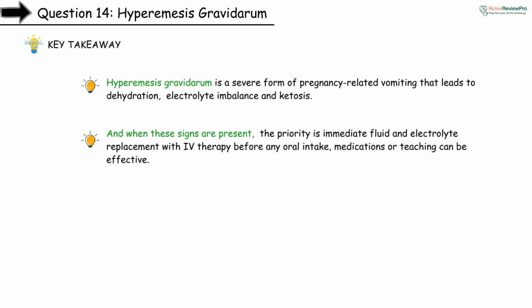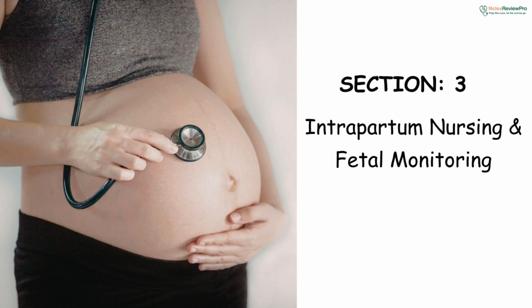And that brings us to the end of Section 2, High-Risk Pregnancy and Antepartum Complications. Now we move into the next phase where things become even more dynamic. Let's move into Section 3, Intrapartum Nursing and Fetal Monitoring. Intrapartum is the period during labor and childbirth, from the start of true contractions to delivery of the baby and placenta. NCLEX focus: monitor fetal heart rate and contractions. Keep in mind oxygenation plus priority interventions.